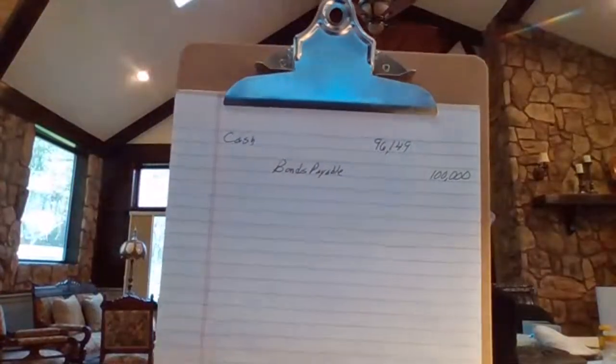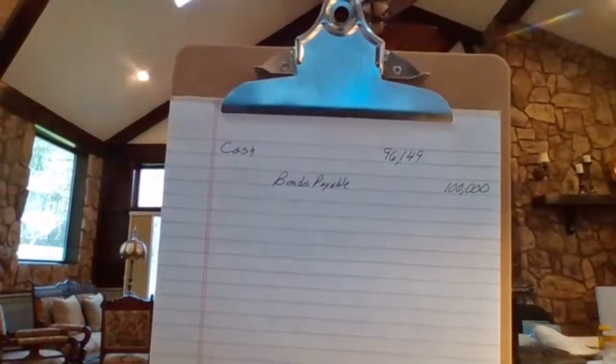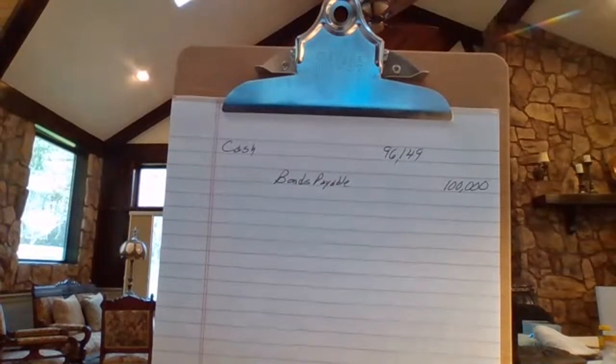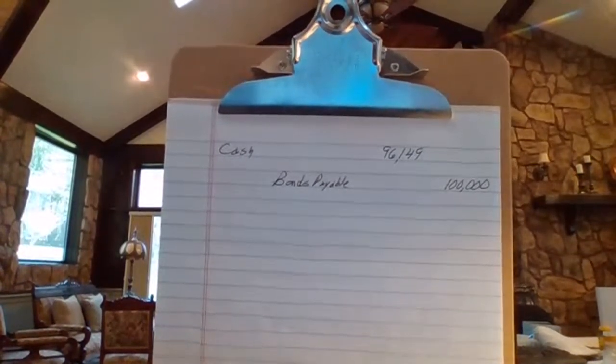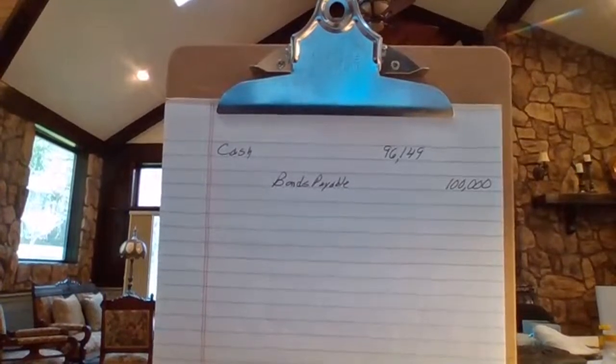$96,149. And then the bonds payable are always recorded at face value of $100,000. Now this is in the book, but I'm going to show it this way because I'm going to do it piecemeal. We sold the bonds. The bonds have to be recorded, always recorded at their face value, $100,000. That's what we're going to be paying off at maturity value. So let's record it as that.